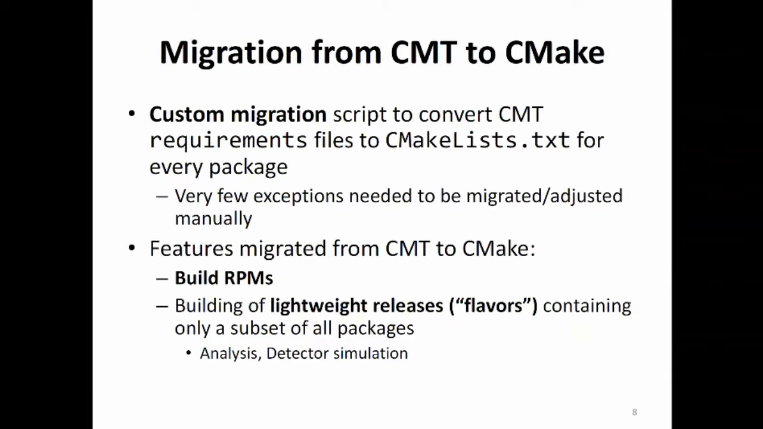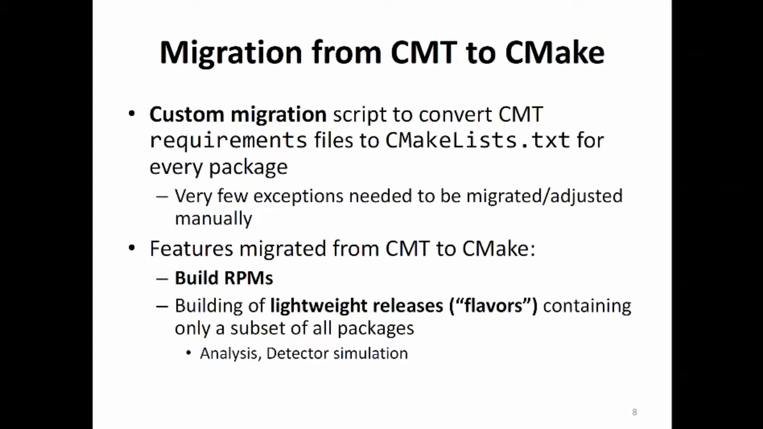Also features that we migrated from CMT to CMake. We could build RPMs of the entire project in the past, and we can still build RPMs that we now use to distribute the offline software. And we can also build lightweight releases. So we have some configurations of our offline software where we don't build the entire set of 2,000 packages, but only a subset of them. One example is a 400 package release that is only capable of doing full detector simulation.